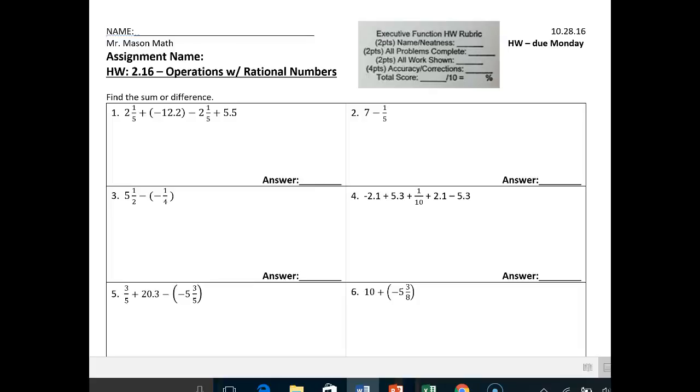So I'm going to go ahead and help you out with homework 2.16 before we get the weekend started. It is a difficult homework set. It's a lot of the problems that we saw on our mid-unit quiz, plus some of the new stuff. So let's lock in here. Please make sure you're showing all work just like I am.